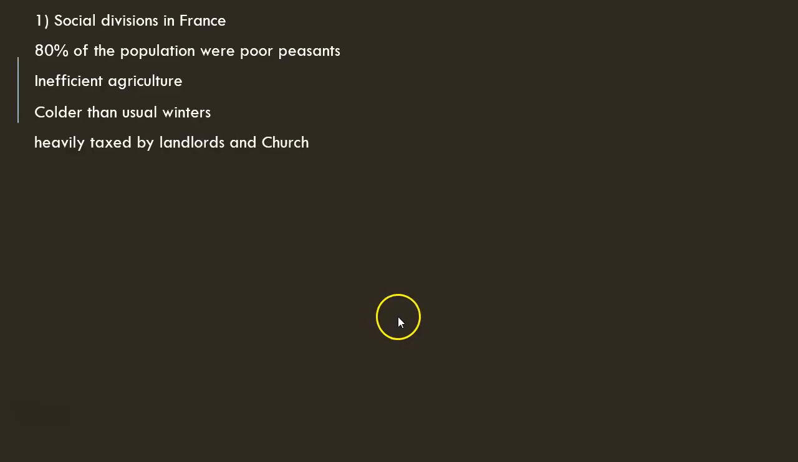There were social divisions in France. 80% of the population were poor peasants. Their agriculture system was very inefficient. And what happened previous to this time period was there had been some very cold winters and the crops died. So there were high food prices. I don't know that many people were starving, but I'm sure some were. This is kind of setting the stage for what's going to happen with the French Revolution.